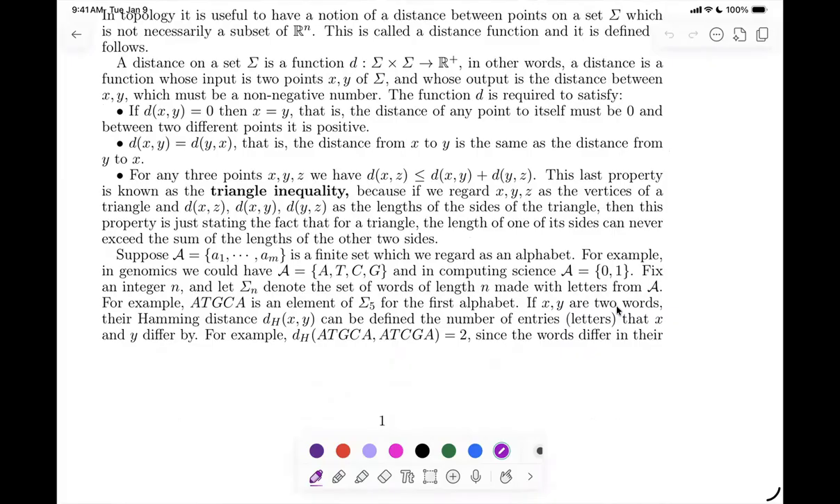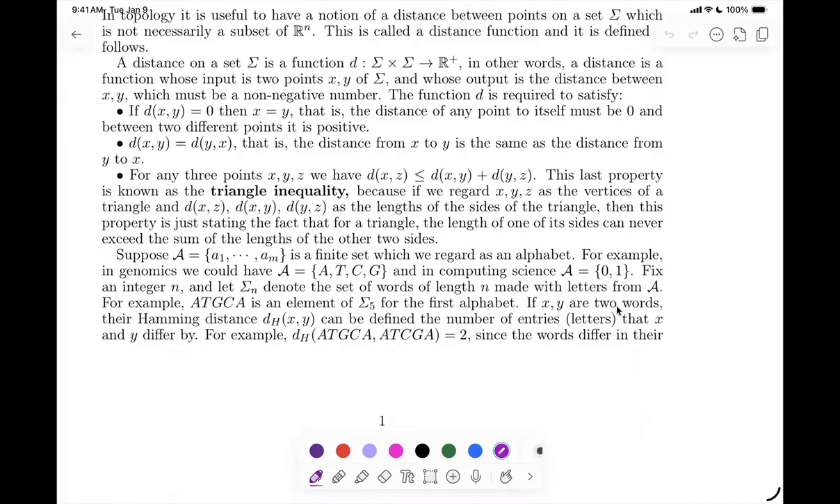So it's like a four-letter alphabet, but in computer science, it's more common for the alphabet to be strings made out of zeros and ones, right? So you can create words and define a distance between words. Basically, what you do is count the number of entries where the symbols in the words are different.